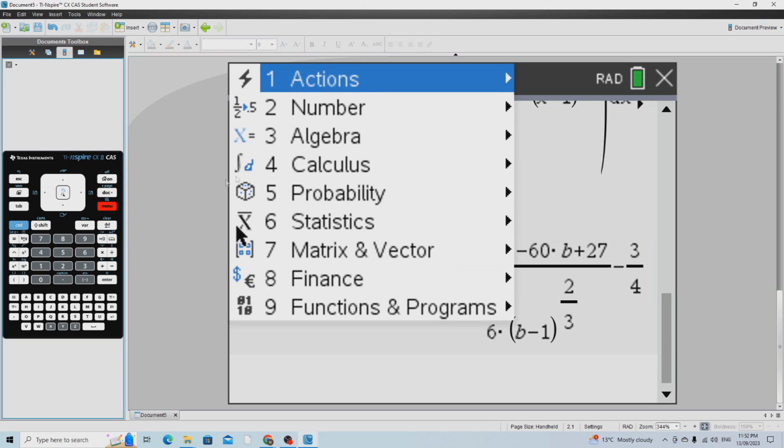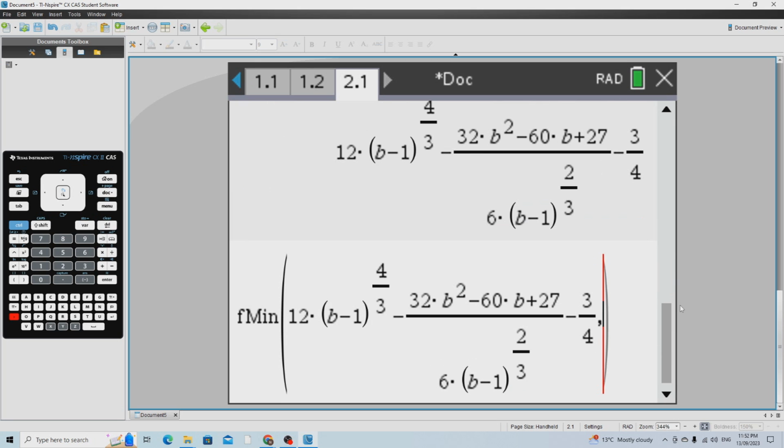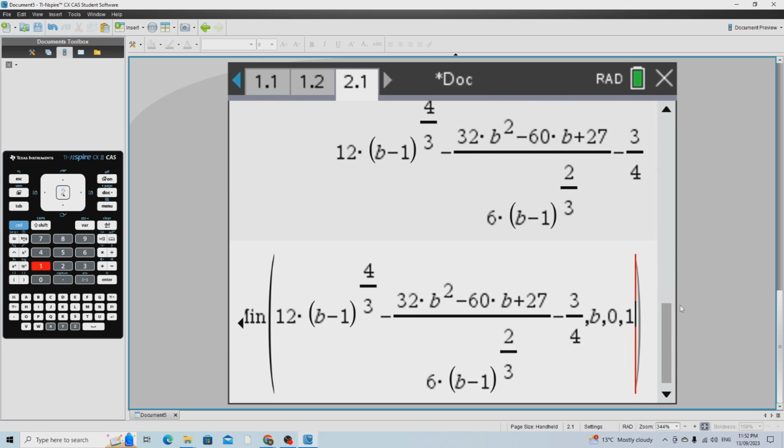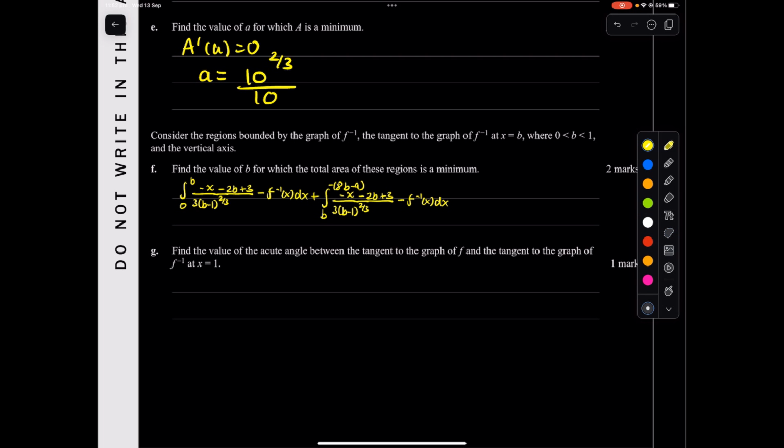So if I just go menu, calculus, minimum value of this whole thing, comma b, where b is between 0 and 1, this is our minimum value, 9 over 10, done. Wow, b equals 9 on 10.